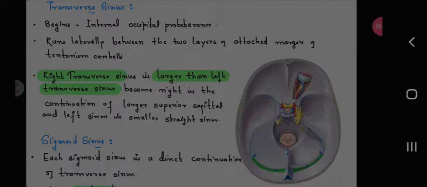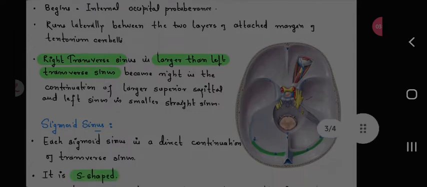Right transverse sinus is larger than left transverse sinus because the right is the continuation of the large superior sagittal sinus and the left is the continuation of the small straight sinus.